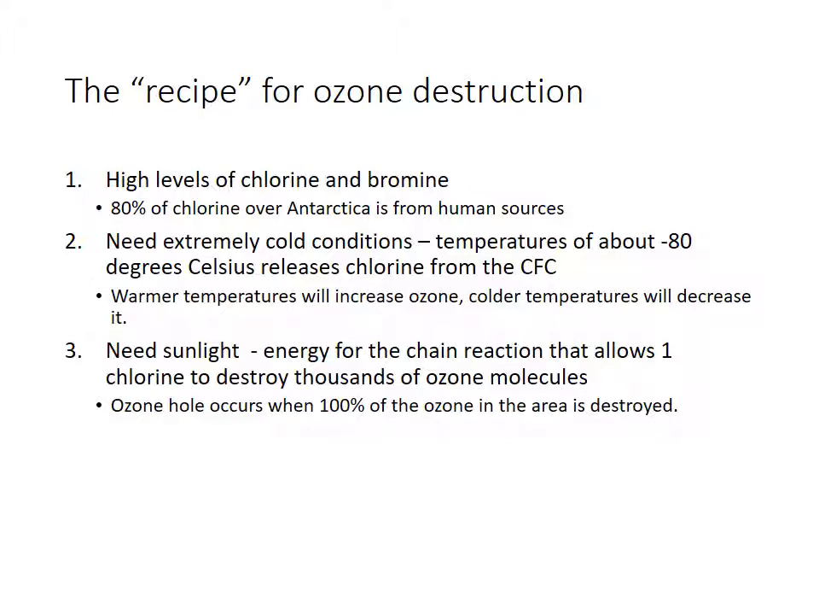If you have warmer temperatures, then you're going to see an increase in ozone, and you'll see the ozone hole actually decrease. If you have colder temperatures, then the ozone hole can increase because ozone decreases. And you need sunlight, so you need energy for the chain reaction that allows one chlorine to destroy thousands of ozone molecules. The sunlight provides that energy for the reaction to occur. So you do need that sunlight energy, but you also need it to be extremely cold. The ozone hole occurs when 100% of the ozone in that area is destroyed. So if you destroy all the ozone within that region, then you will get a hole in the ozone layer.